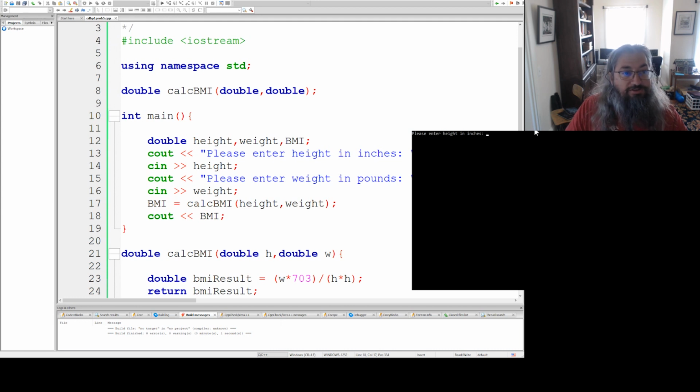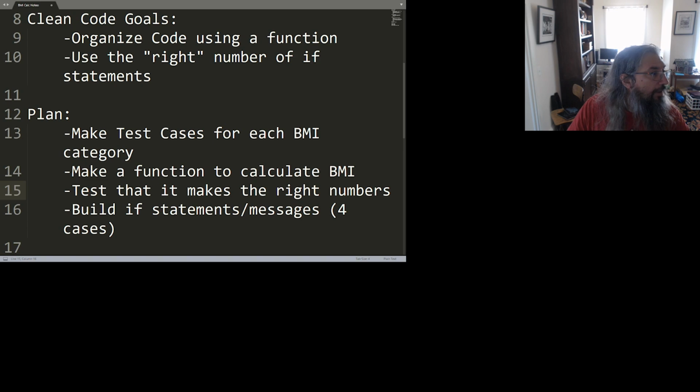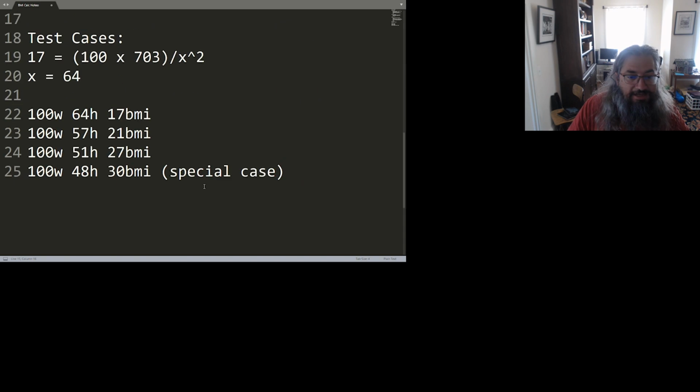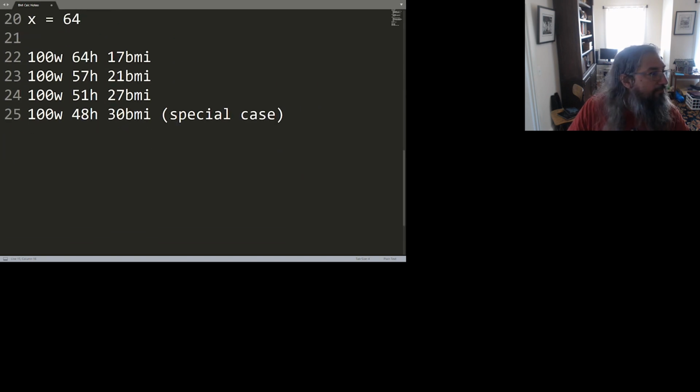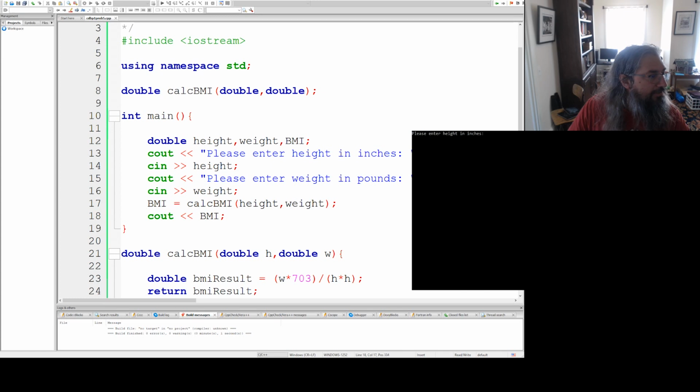And it says, please enter the height in inches. Great. So let's use one of those test cases that I came up with. So if you remember, I have a test case. Here are my test cases. So let's try to get 17 BMI. So I'm going to put in 100 weight and 64 height.